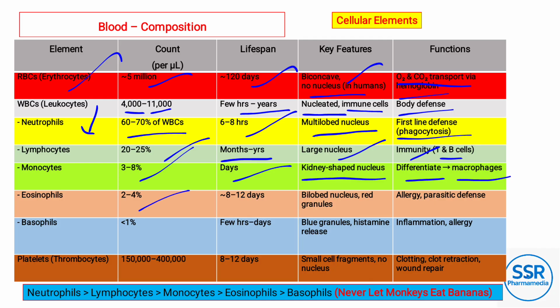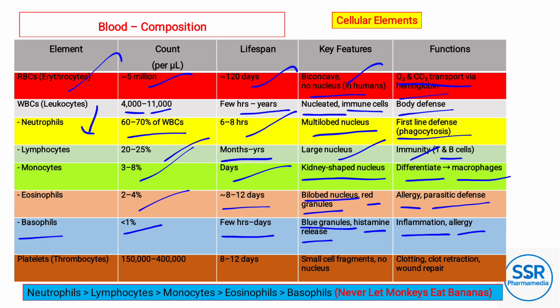Eosinophils, 2 to 4% present, and lifespan 8 to 12 days. It contains a bilobed nucleus and red granules, and it is involved in allergy and parasitic defense mechanisms. And basophils, more than 1%, with a lifespan of a few hours to days. It contains blue granules, releases histamine, and its main function is inflammation and allergy.